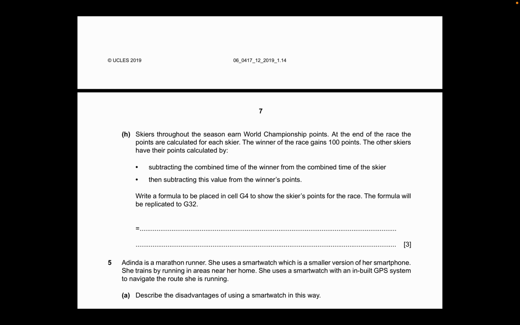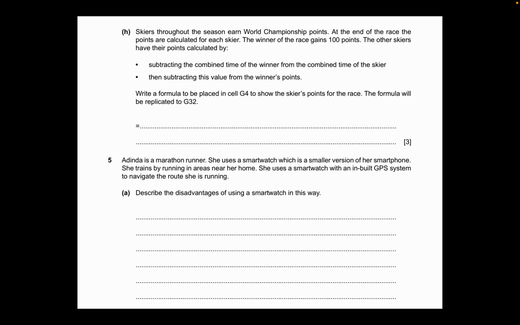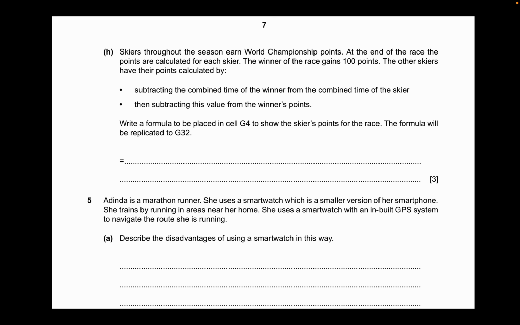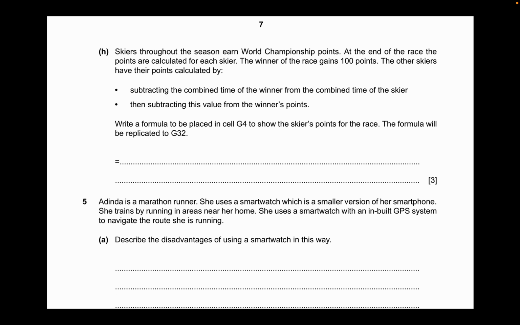Now the next question is stating that the skiers throughout the season earn world championship points. At the end of the race, the points are calculated for each skier. The winner of the race gains 100 points. The other skiers have their points calculated by subtracting the combined time of the winner from the combined time of the skier, then subtracting this value from the winner's points. Write a formula to be placed in cell G4 to show the skier's points for the race. The formula will be replicated to G32.